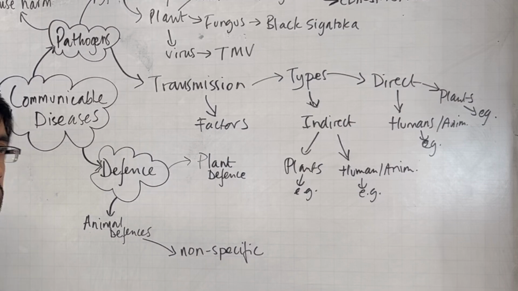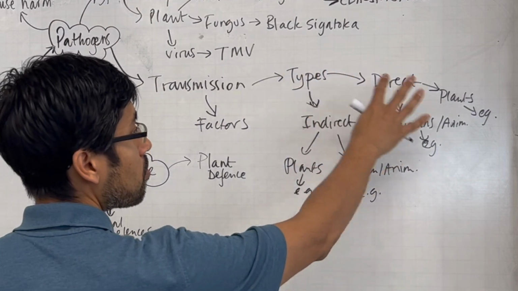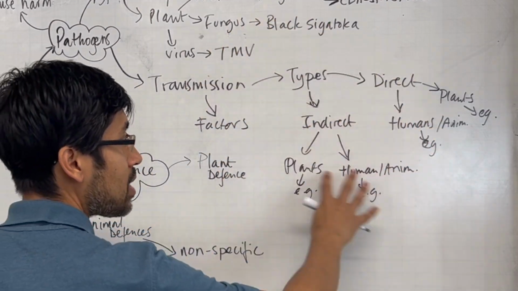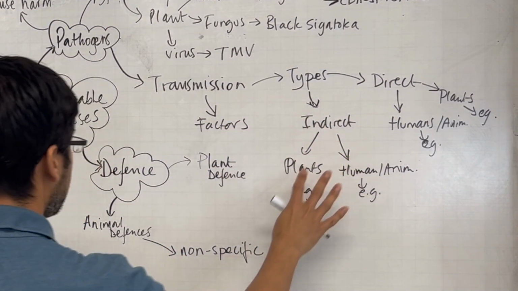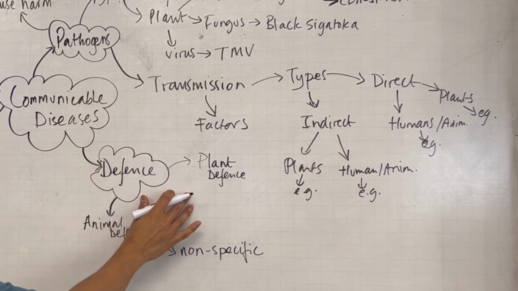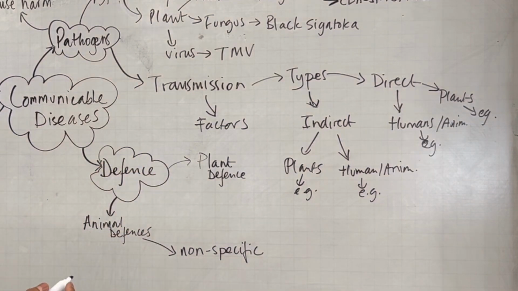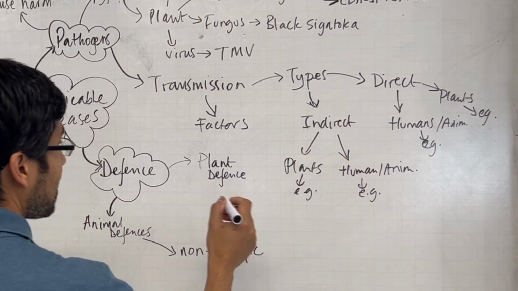Temperature, for example. Now high temperatures might disperse these droplets more quickly, whereas low temperatures might allow these droplets to remain in the air for longer, right? So these factors are connected to direct and indirect transmission, okay? Right, so we've got factors and then we move on. So we move on then to plant defenses.